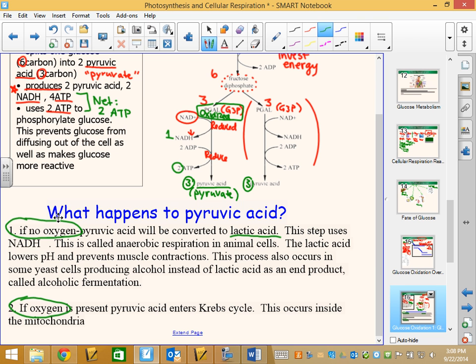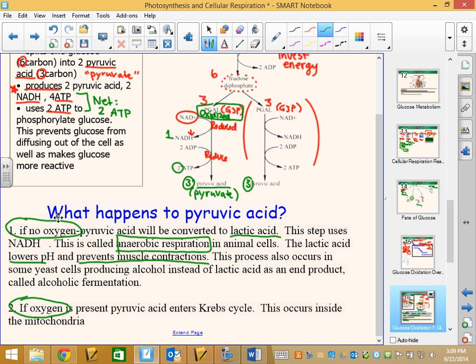So if there's no oxygen, pyruvic acid will be converted to lactic acid. This step uses up some NADH. The term for this is anaerobic respiration. That's what we call it in animal cells. The thing that happens is that lactic acid, which is an acid, lowers the pH and prevents muscle contractions. And the very next section that we'll do is about muscles, and we'll talk about this in a lot more detail when we get to that section.